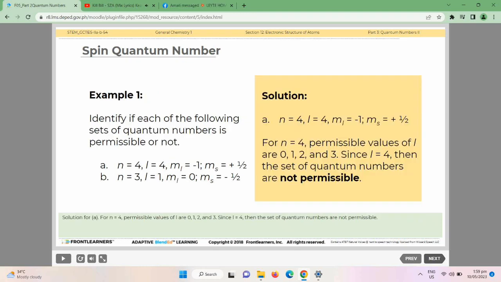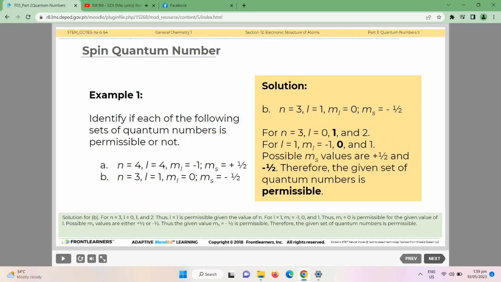Solution for A. For principal quantum number, we have 4. So, permissible values of angular momentum number are 0, 1, 2, and 3. Since angular momentum number has a value of 4, then the set of quantum numbers is not permissible.